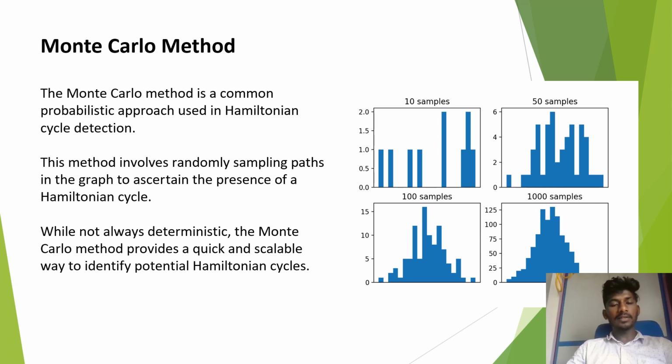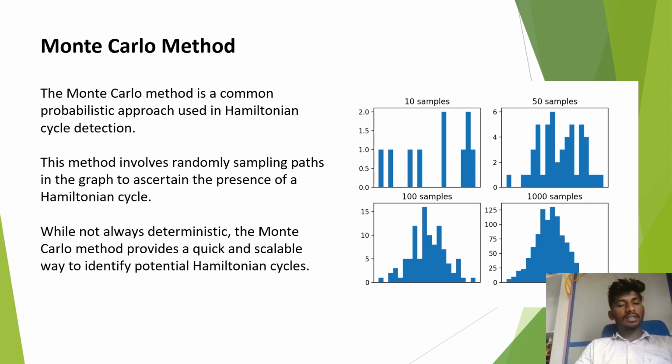This method involves randomly sampling paths in the graph to ascertain the presence of a Hamiltonian cycle. While not always deterministic, the Monte Carlo method provides a quick and scalable way to identify potential Hamiltonian cycles. It is applied to the Hamiltonian cycle problem by using random sampling to explore potential solutions. It involves randomly generating permutations of vertices and checking if each permutation forms a Hamiltonian cycle. While it's not guaranteed to find the optimal solution, it's useful for approximate solutions in cases where finding an exact solution is difficult.